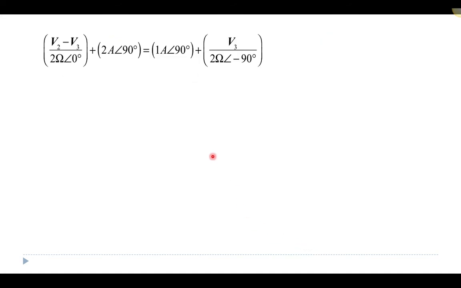So now I need to try to rearrange this expression and solve. As with what I did before, I'm going to get rid of the fraction. If I divide by 2, because this is essentially just a real number 2, I get 0.5. So I have V2.5 minus V3.5 from the term here. In terms of imaginary numbers, in the rectangular form, since it's a phase angle of 90, this would be 2 amps imaginary piece.